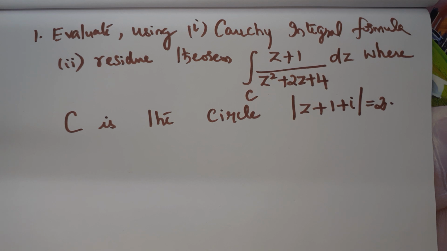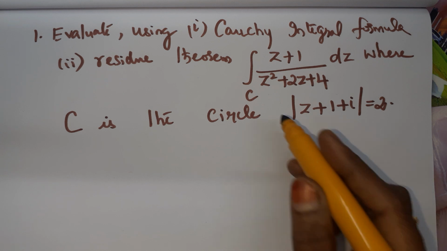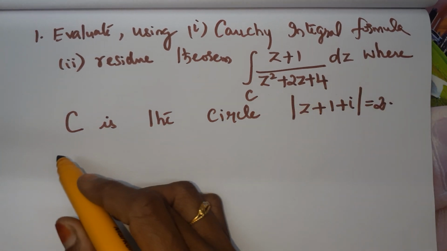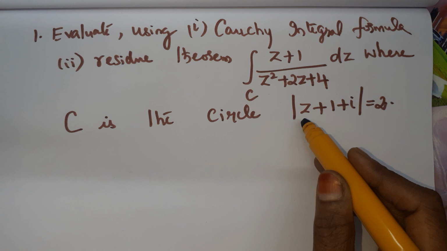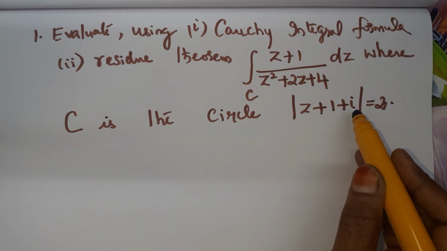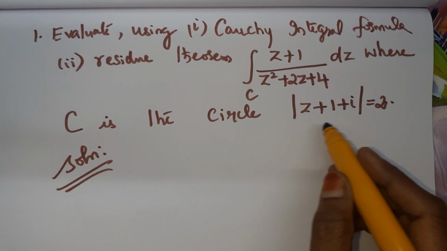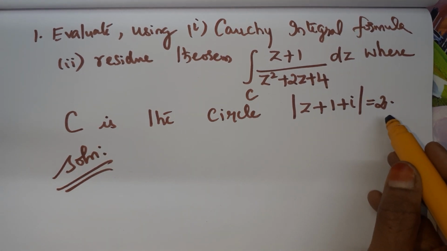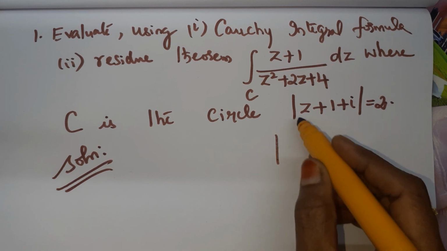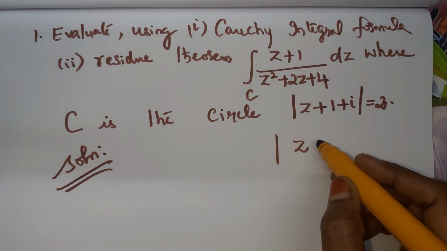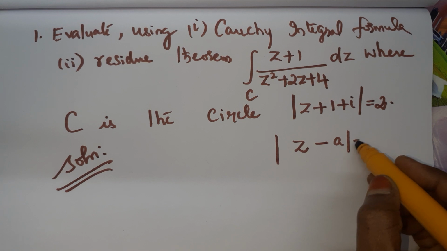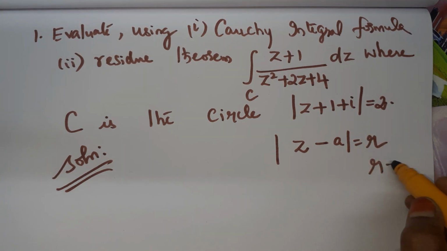We are going to evaluate, using Cauchy integral formula as well as Cauchy residue theorem, the integral over c of (z plus 1) by (z squared plus 2z plus 4) dz, where c is the circle modulus of z plus 1 plus i equal to 2. First we have to find what is the center of the circle and radius. Obviously radius is 2. The equation is of the form modulus of z minus a equal to r. So here the radius is 2.